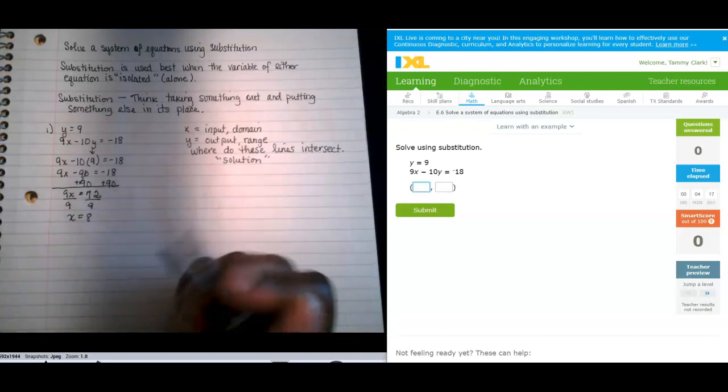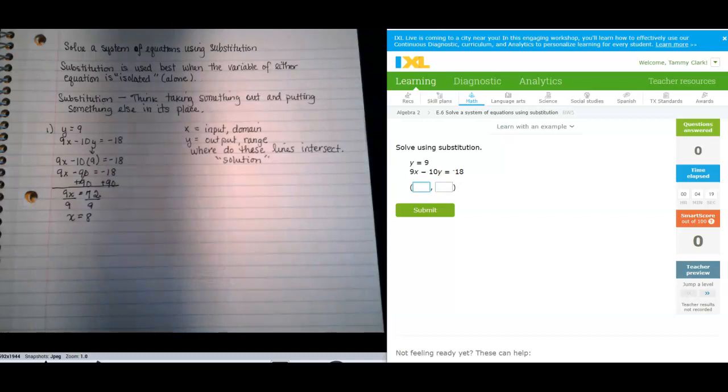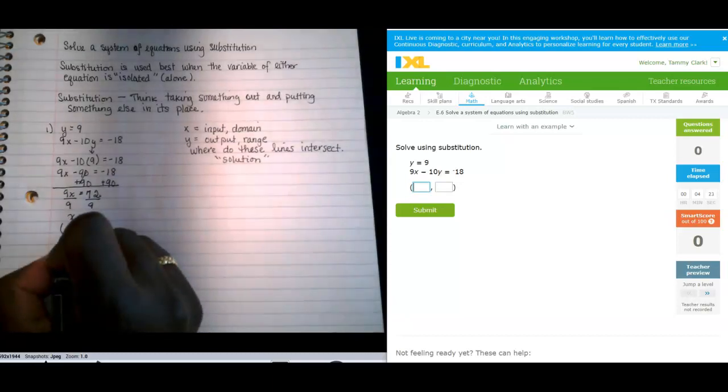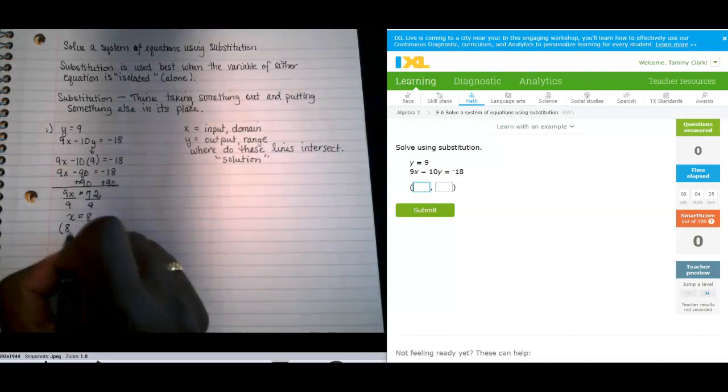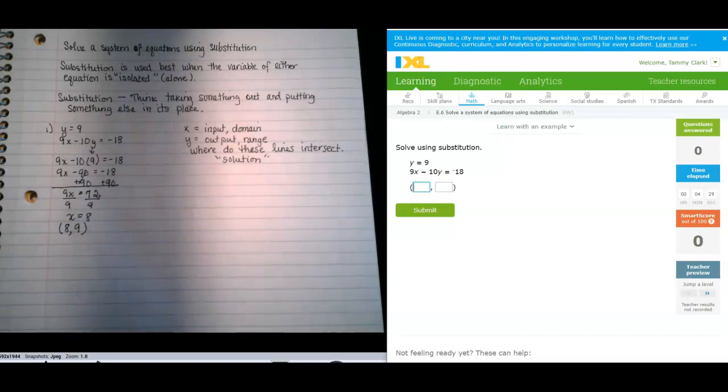So the intersection of the lines, or the solution to this system of equations, is going to be the ordered pair 8, 9. So I'm saying when I input 8, I get out 9.